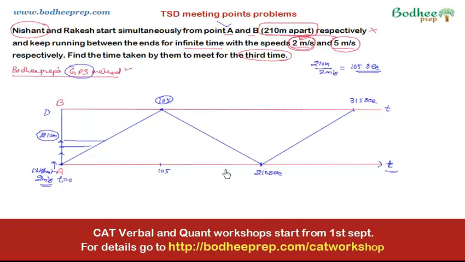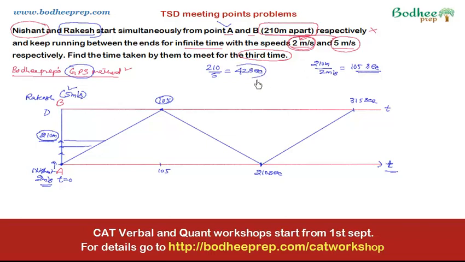Similarly, I will be drawing it for Rakesh also. Now Rakesh is starting from point B. So this is the position of Rakesh and his speed is 5 meter per second. Clear? Now the distance BA is again 210 only, and he is moving with 5 meter per second. So the time taken by Rakesh would be 210 divided by 5, or 42 seconds.